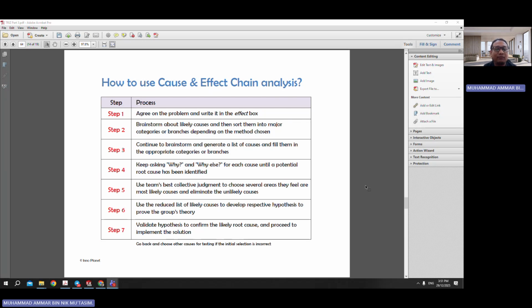Step 5 is to use team-based collective judgment, discuss this with your teammates, and eliminate the unlikely causes. And step 6 is to use the reduced list of likely causes to develop effective hypotheses to prove the theory. And we need to validate this hypothesis to confirm whether this root cause is the real root cause or just a symptom of the cause.